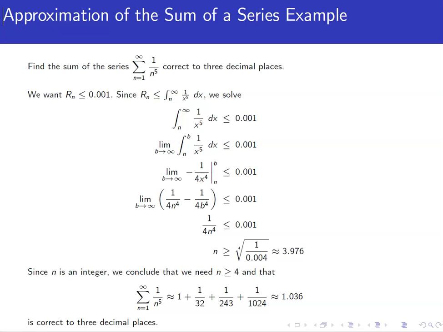In this video, we're going to look at an example of approximating a sum of a series within a certain tolerance. So we're being asked to find the sum of the series n equals 1 to infinity of 1 over n to the fifth, correct to 3 decimal places.